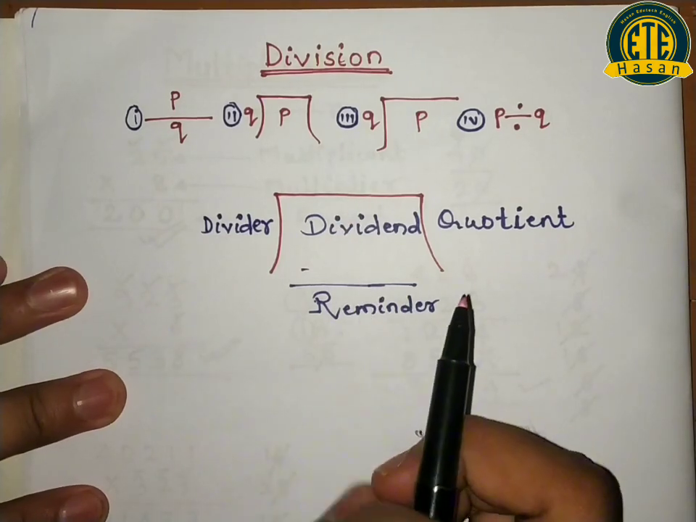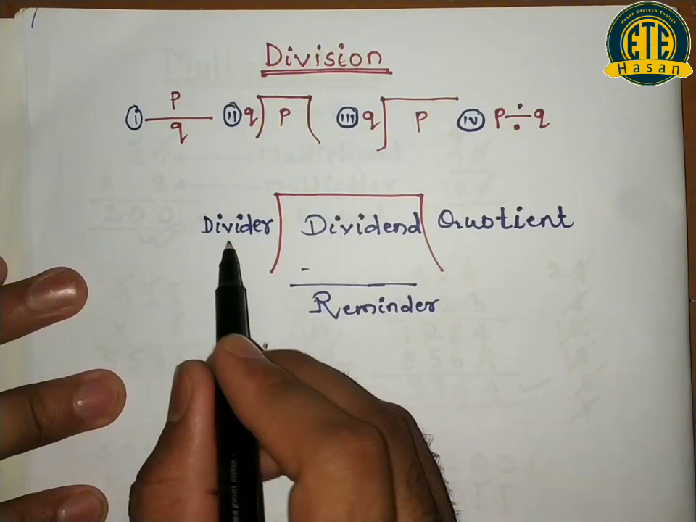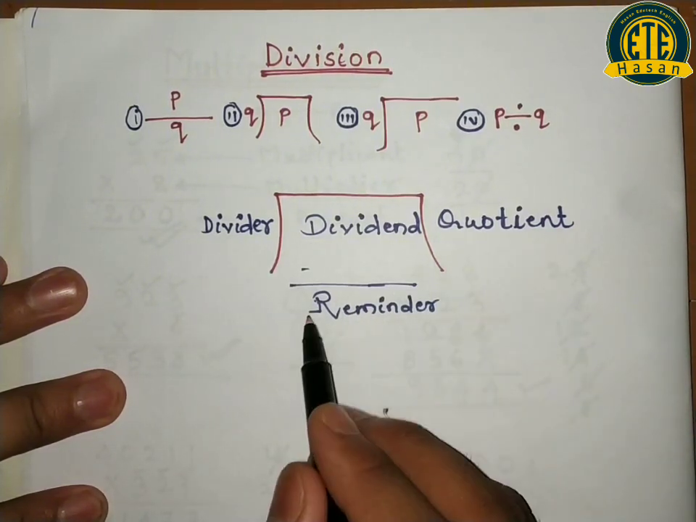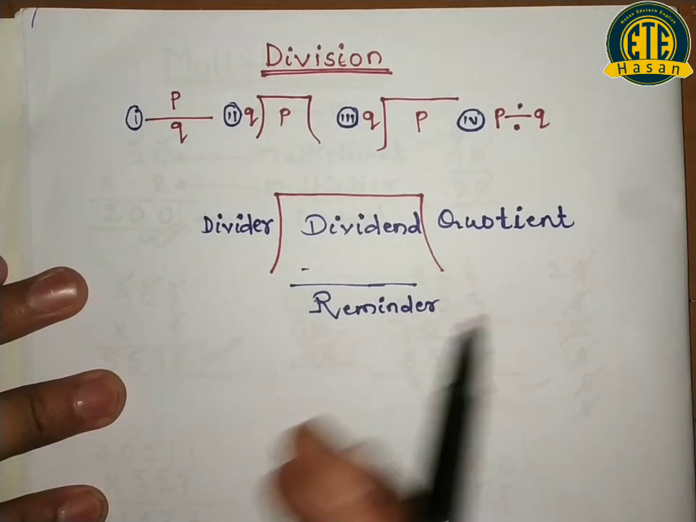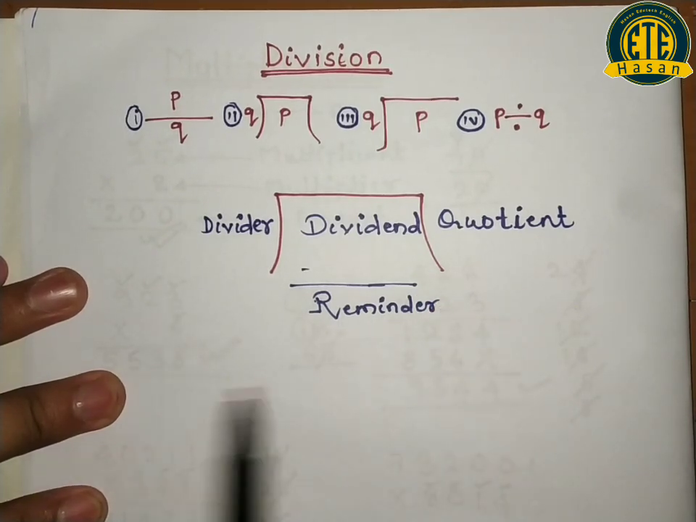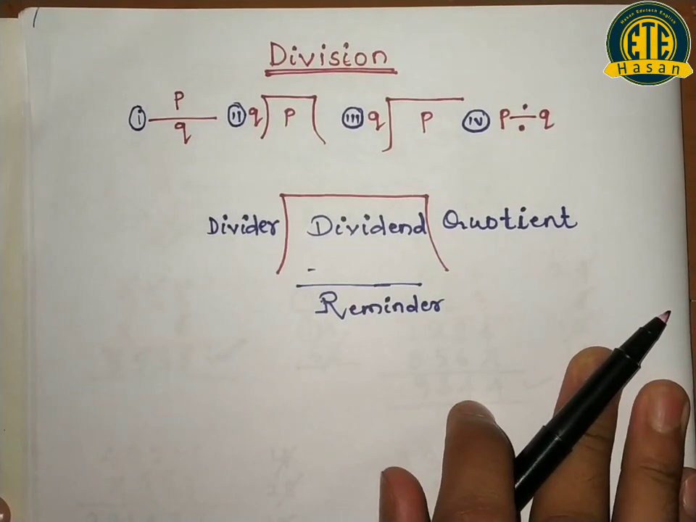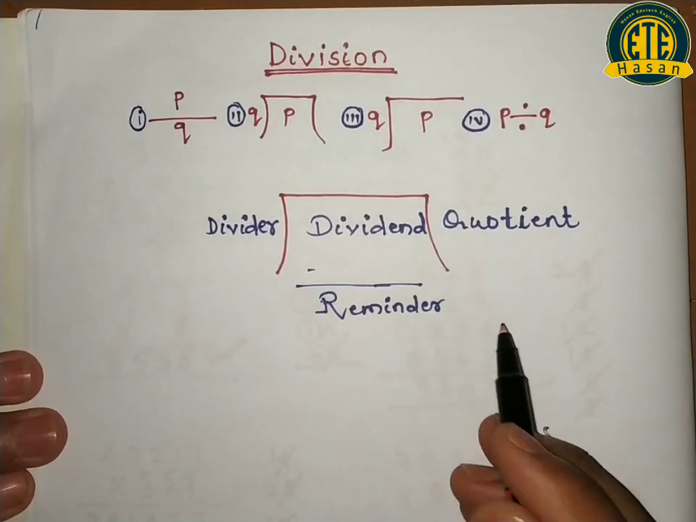Some basic terminology I have written here. It is called divider, it is called dividend, quotient. In the last, what remains is called the remainder. So remember these four things, like what is called quotient and remainder.